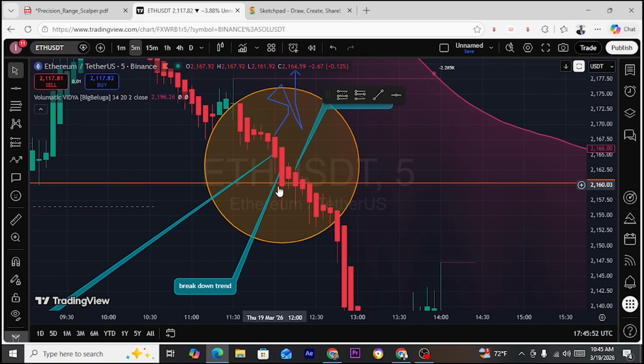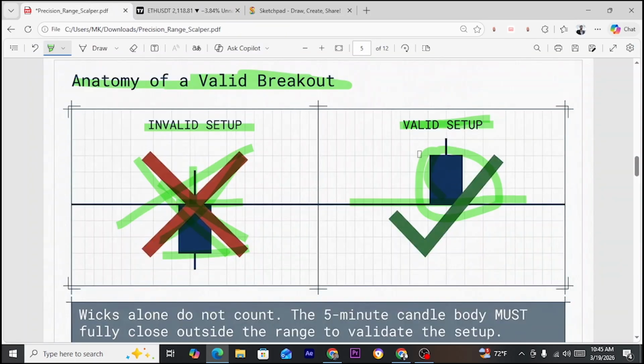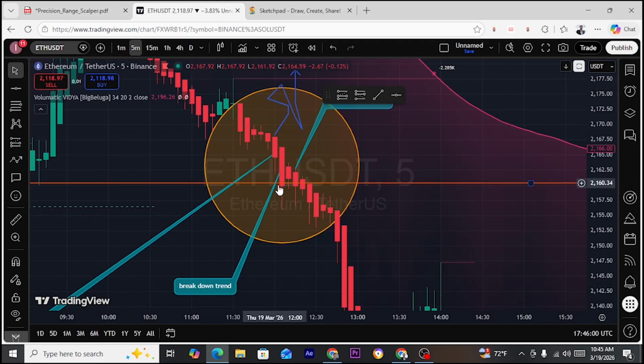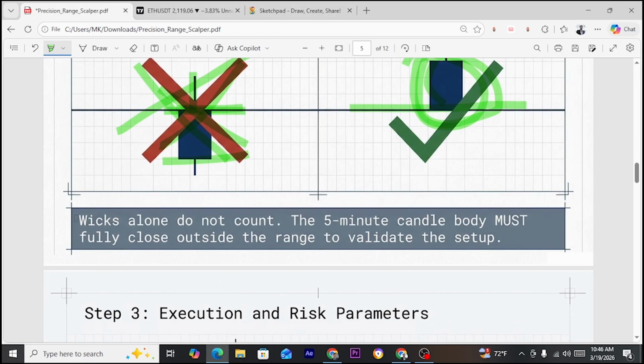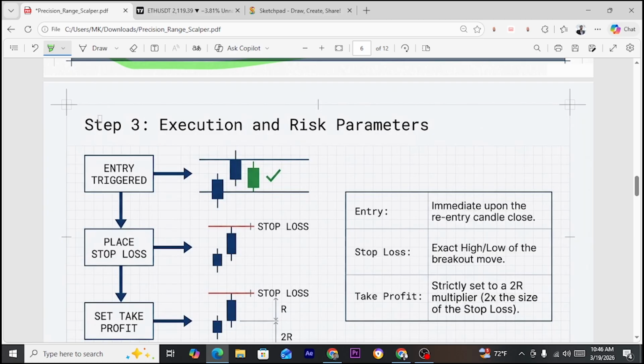See, this is completely breaking that line. Here it is completely breaking that line. Don't touch that line, just never trust it. It could touch from here, but this is already broken. Okay, so we can make that happen. A wick alone does not count. The 5 minute candle body must fully close. There's nothing else.